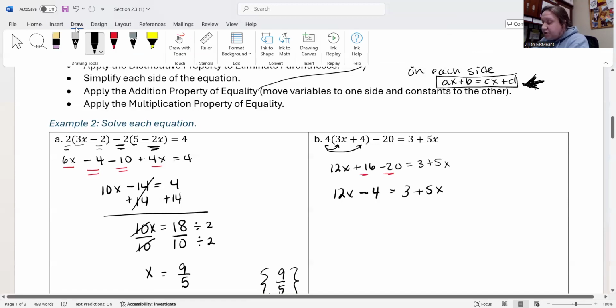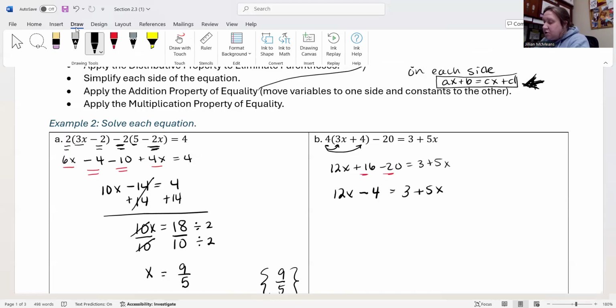Okay, so let's start with the variables. I always like to deal with my variables first, constant second. So I have 12x on the left, I have 5x on the right. As a mathematician, I always move my variables to the left. There are a few times, especially with word problems, where I'll leave the variables on the right, but generally I move them to the left.